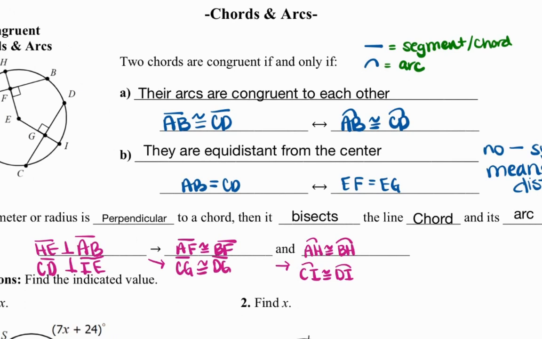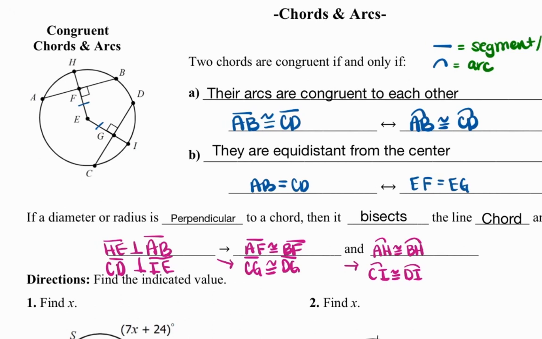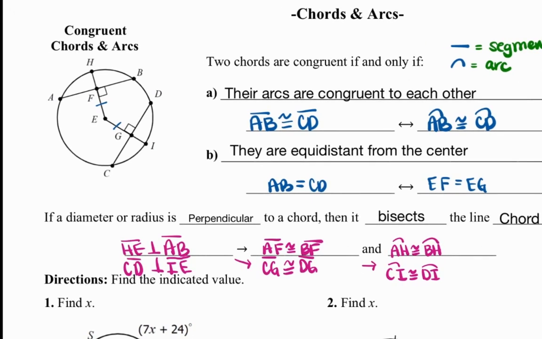And then we also know two chords are congruent if they are equidistant from the center. So if they are both the same distance from the center, so EF and EG are the same distance, then we know that AB and CD are the same. So AB, CD are going to be the same length. So we can mark those also. And that's for the whole thing.